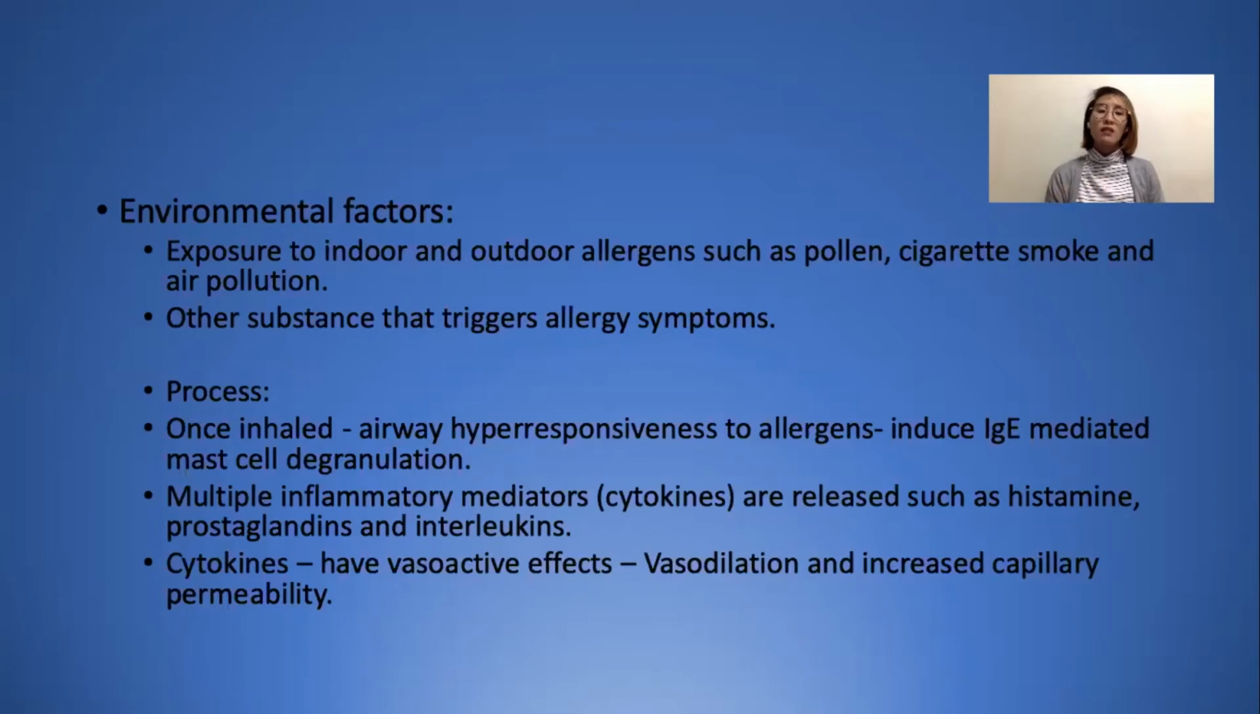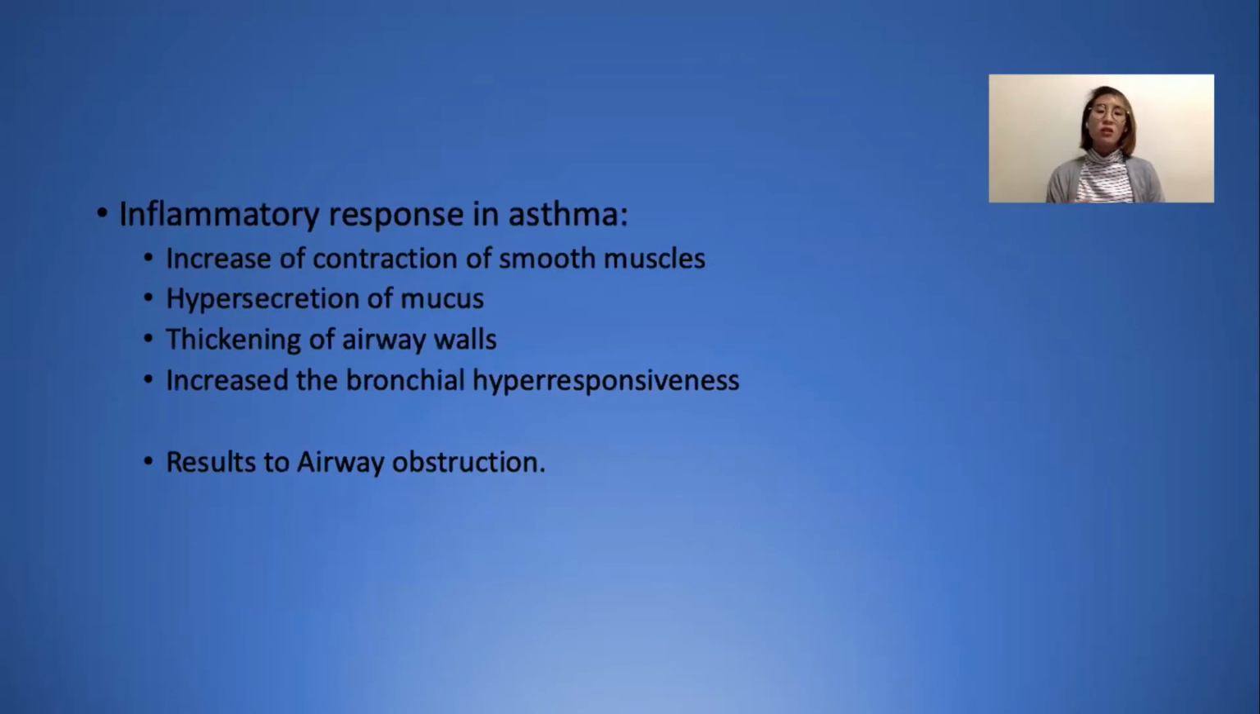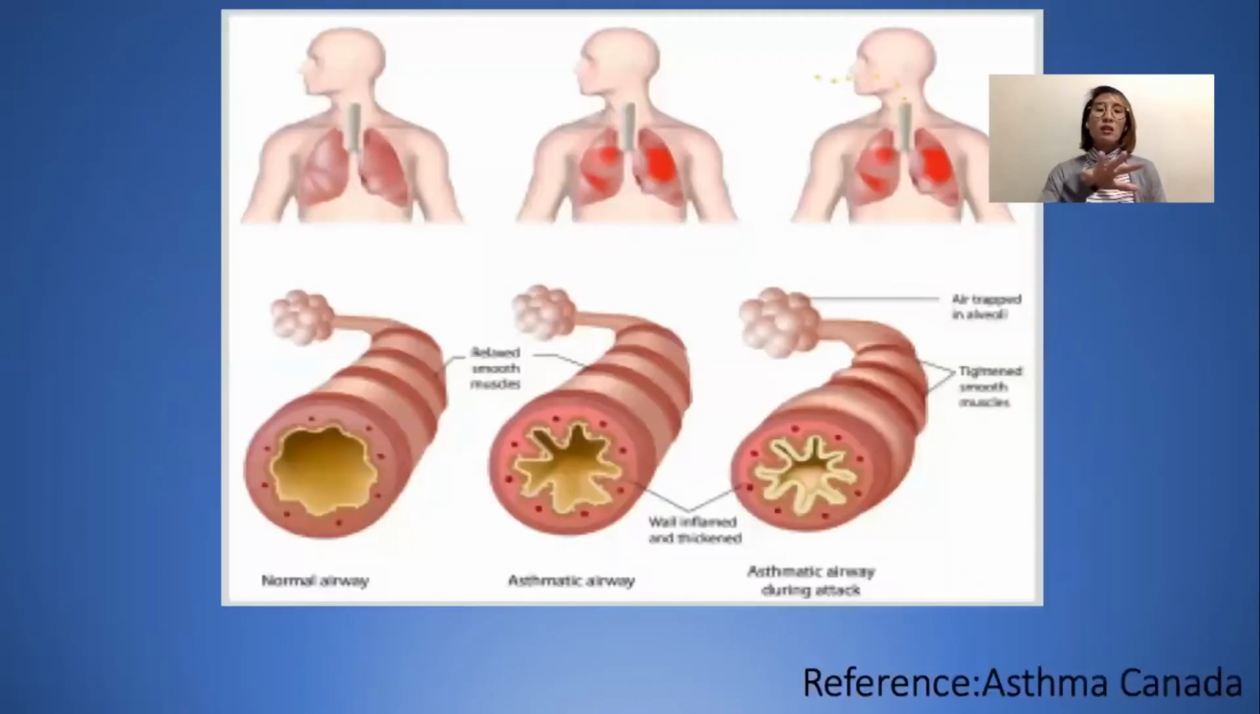These cytokines have vasoactive effects like vasodilation and increased capillary permeability, causing increased blood flow and attracting inflammatory cells and chemicals to shift from the cell to interstitial tissue. The inflammatory process gives rise to increased contraction of airway smooth muscles, hypersecretion of mucus, thickening of airway walls, and increased bronchial hyperresponsiveness, resulting in airway obstruction. So this is generally what happens during an asthma attack.